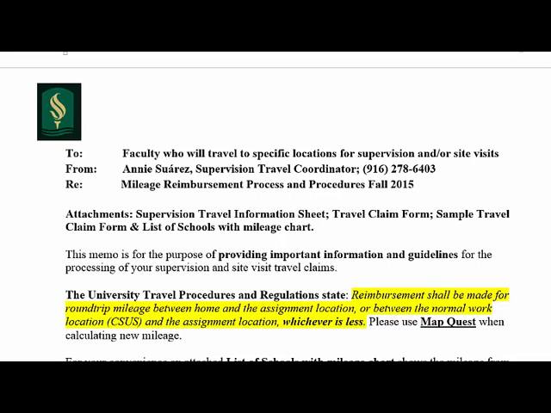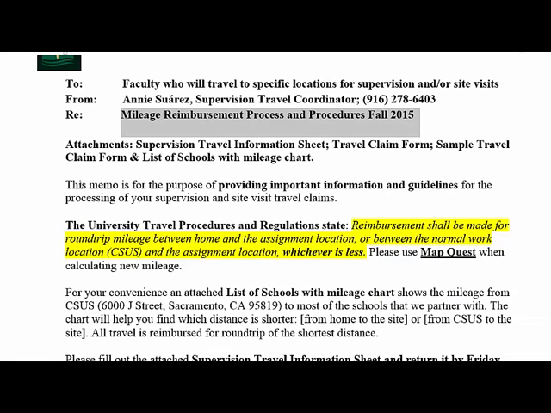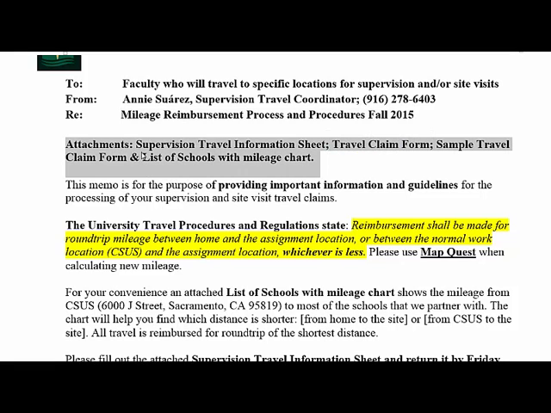So in this overview, Annie and I are going to walk you through the mileage reimbursement process and procedures for fall 2015, but this really could be for any semester, isn't that right, Annie? Yes, it is. Alrighty, so let's first take a look at the list of attachments that you should have access to. Those include the Supervision Travel Information Sheet, which we'll show you in a second, the Travel Claim Form, a sample travel claim form, and then the list of schools with the mileage chart.